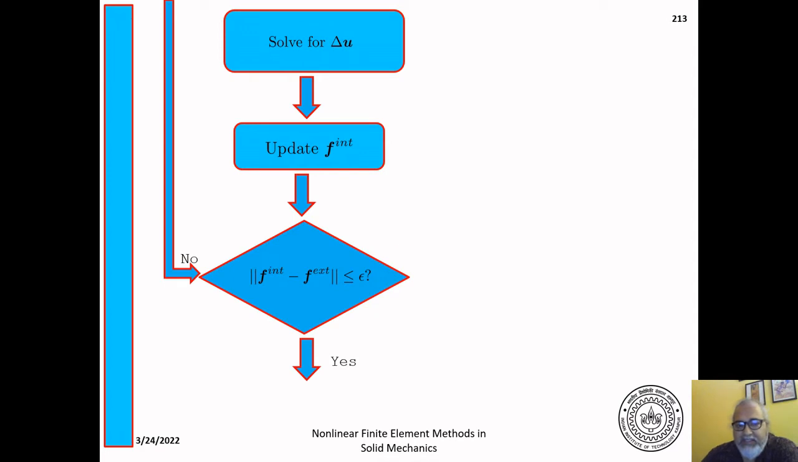One more change is that you have to check for convergence by checking if internal and external forces are close enough to each other. So this is the basic structure of a finite element code, and let us now try to see it from somewhat a few different angles. It's basically the same thing that I'm going to discuss, but from a few different angles.